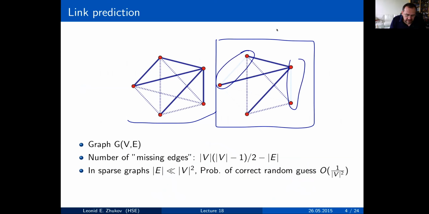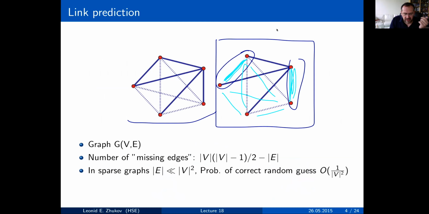So even on this simple picture, there are 1, 2, 3, 4, 5, 6 possible missing edges. And the question is that, looking at the graph structure, we need to select which ones to reconstruct.